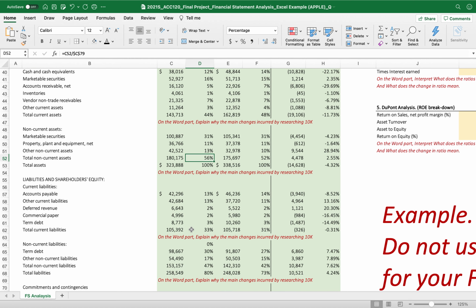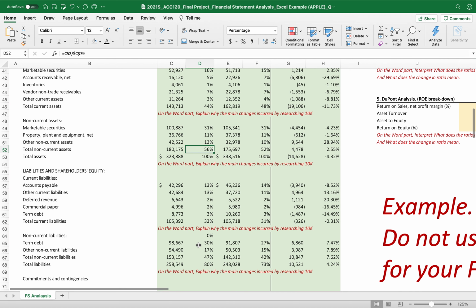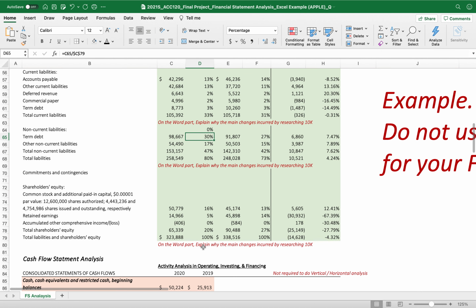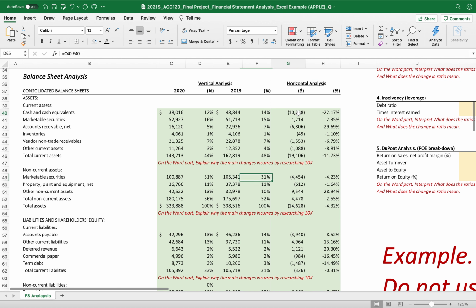And then how about this? The term debt, oh, they definitely increased the term debt. The total portion of total liability out of the total liability and shareholders' equity has been increased from 37% to 80% because their term debt has been increased, right? And then it proves how it has been increased or decreased by horizontal analysis between 2 years.